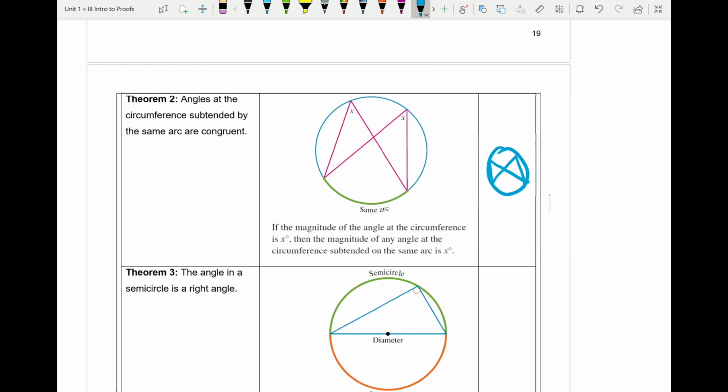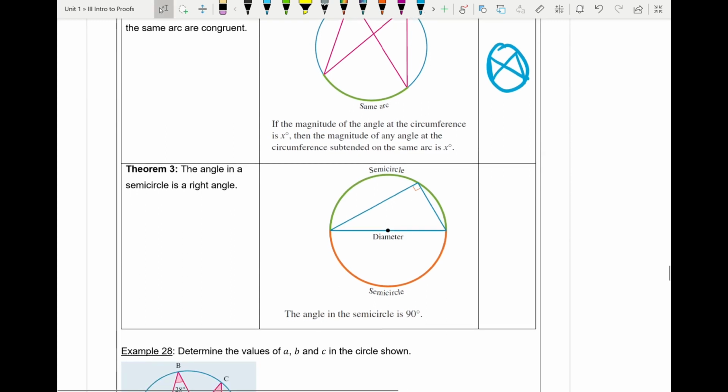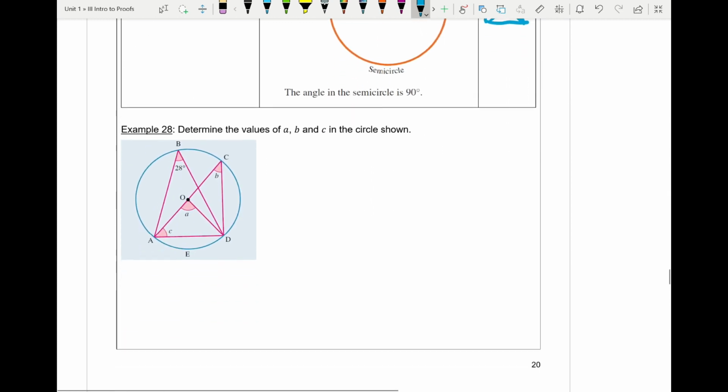Theorem 3: the angle in a semicircle is always a right angle. So if one of your lines is the diameter, the other 2 lines will meet at a 90-degree angle. For this one, we just draw a semicircle containing a right angle point. Okay, so let's put some of this into practice.